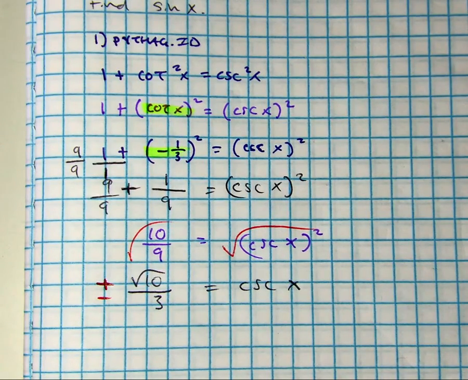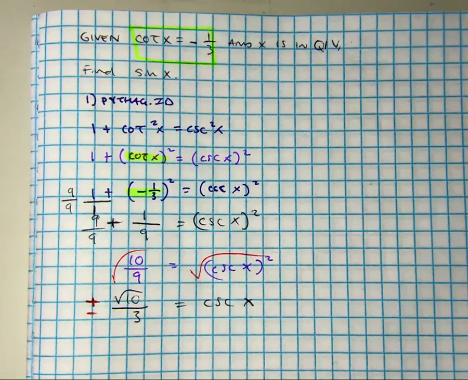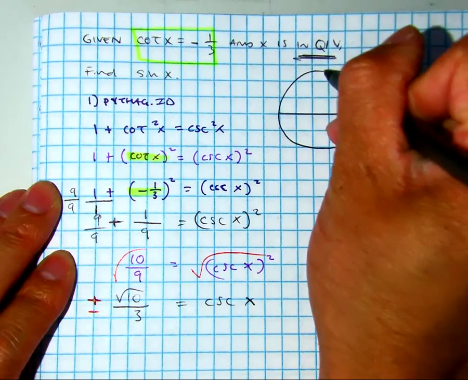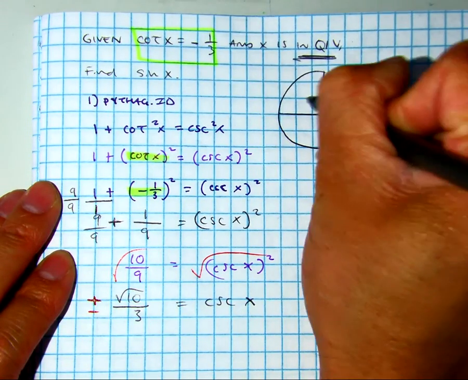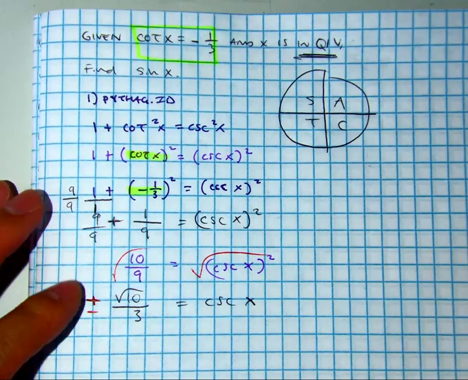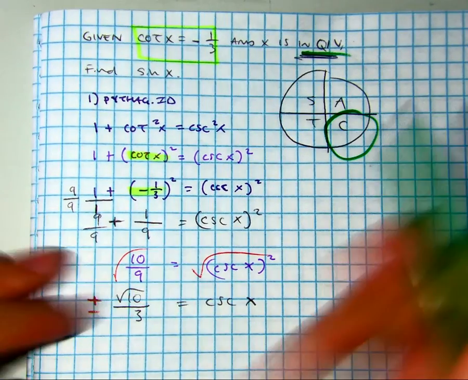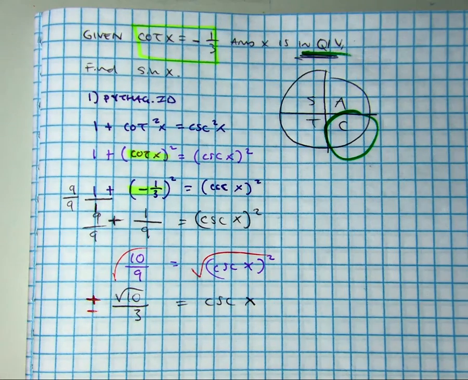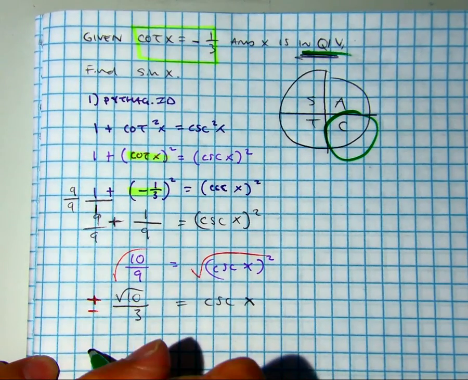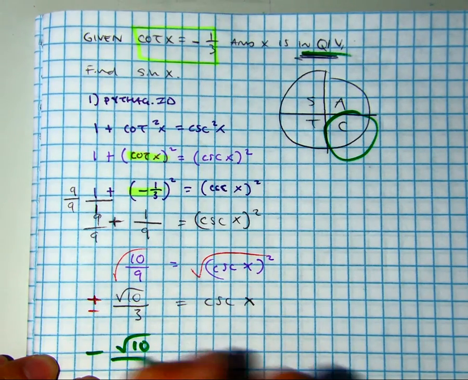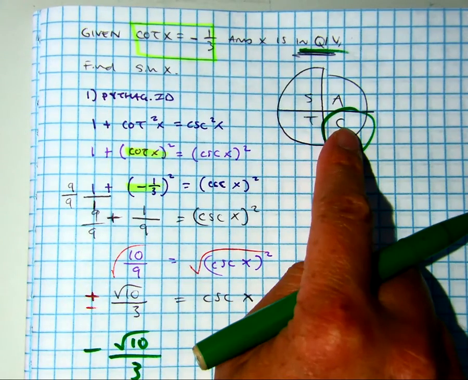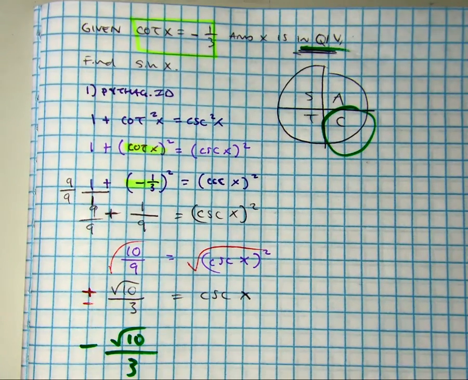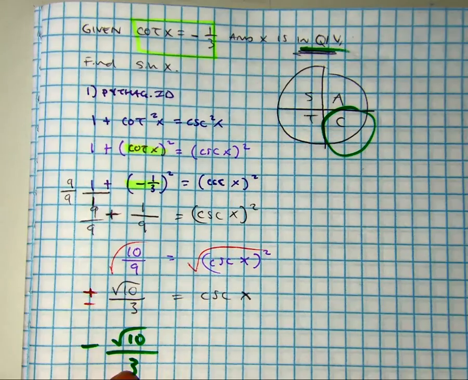How do I know if it's positive or negative? Which quadrant are we in? Tell me the acronym. So we're in quadrant 4. So what do you know about cosecant? Cosecant is negative. Remember, the C here stands for what? Cosine and secant are positive. Everything else is negative.